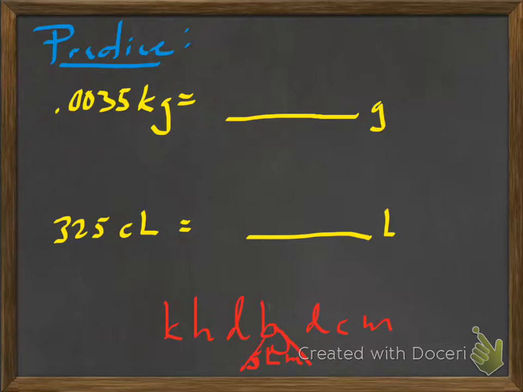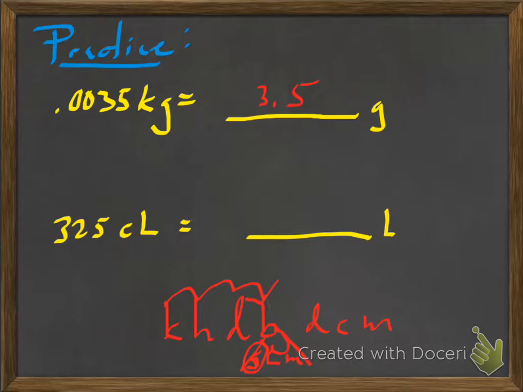Okay, welcome back. For the first one, we're changing kilograms to grams, so that's 1, 2, 3 to the right, because grams is a basic unit. So we're going to move the decimal 3 to the right. And without even drawing it, I think you can see you're going to get 3.5 grams. So hopefully that's what you got.